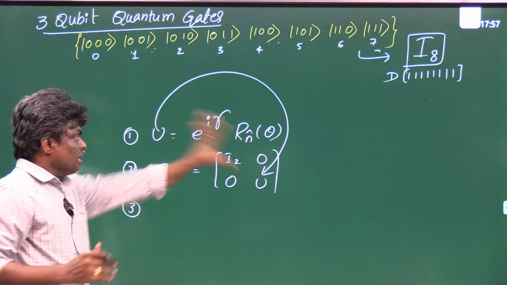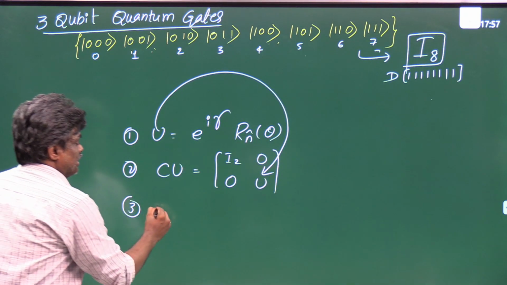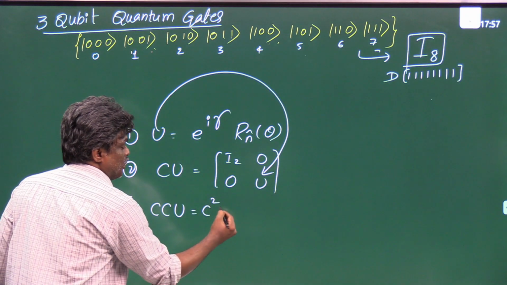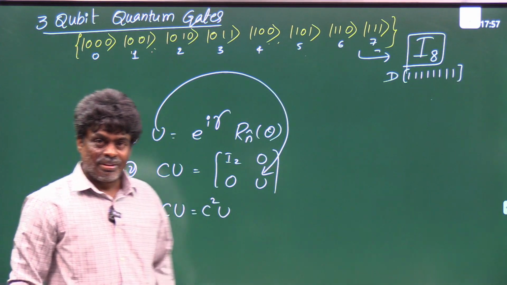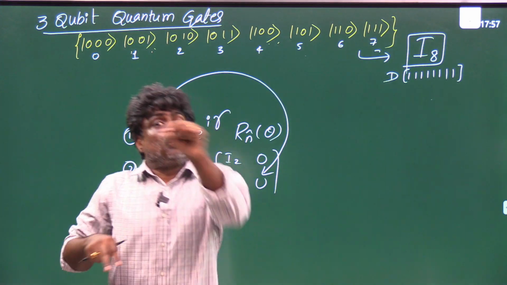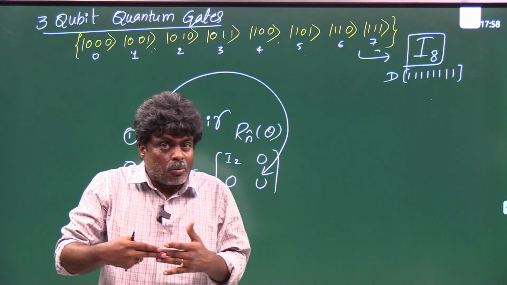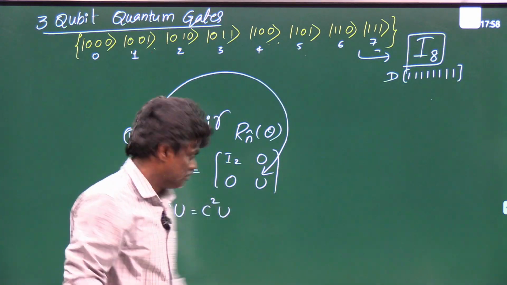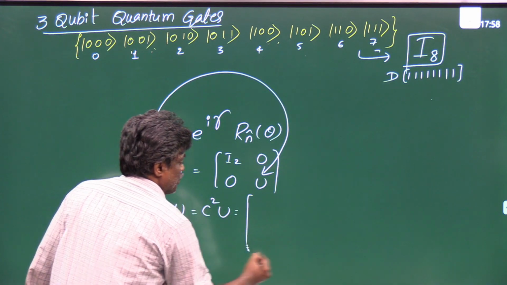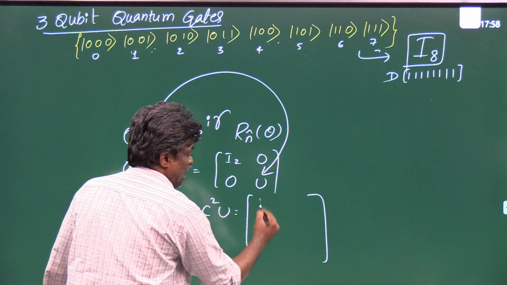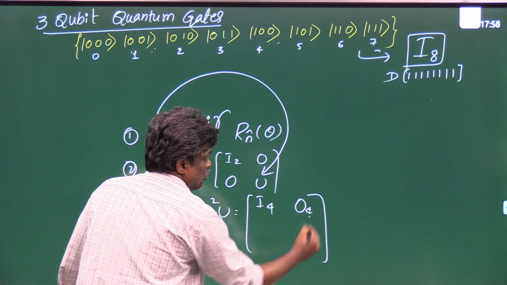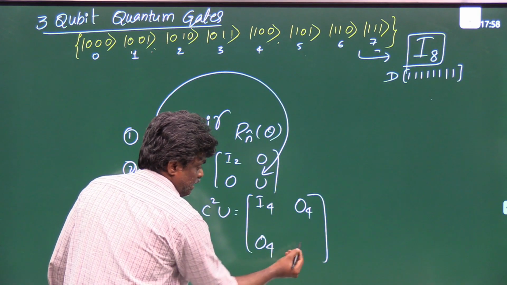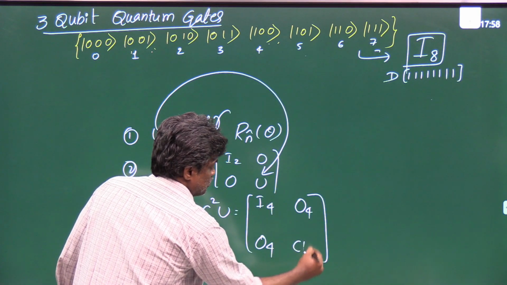Now 3 qubit, don't write. This is a controlled U; we call it C square U. 2 qubit gates are controlled unitary. 3 qubit gates are doubly controlled unitary, that means C square U. So I hope you understand what you will get here. I4, O4, O4 and here CU.